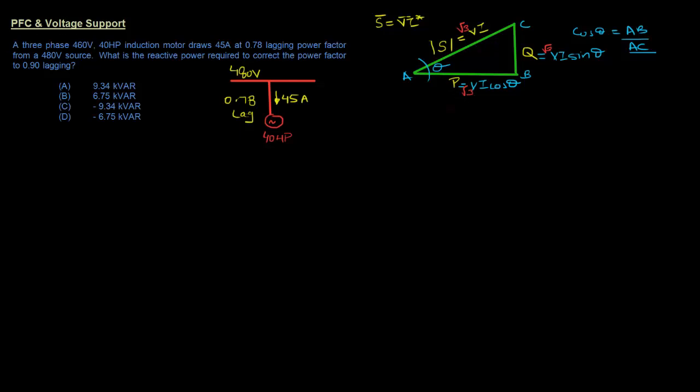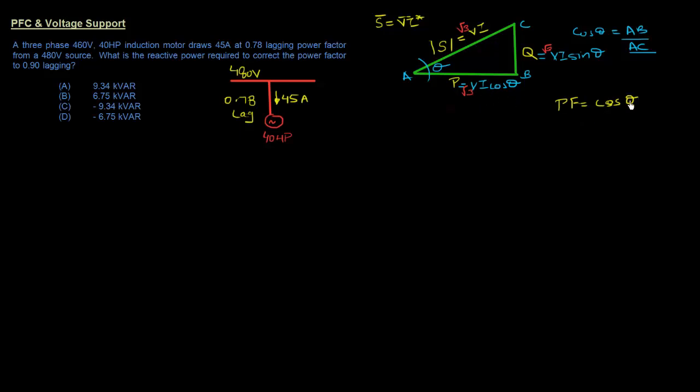Also, what we need to know from here, we can define power factor. The definition of power factor is the cosine of the angle between the real power and the apparent power. So, what is power factor? It is the cosine of the angle between these two. So it is cos theta.